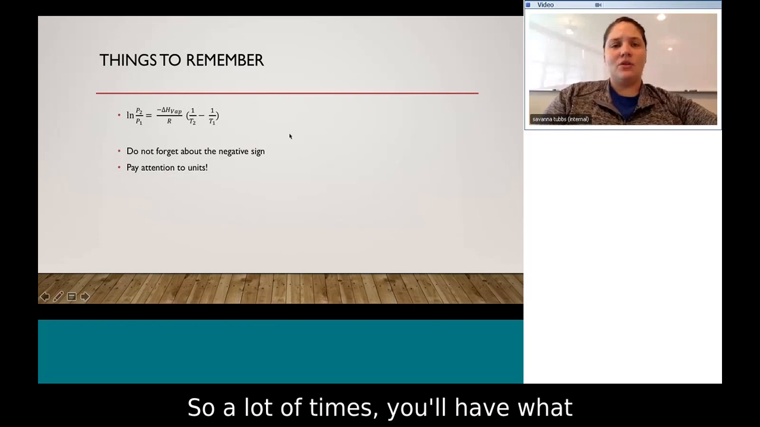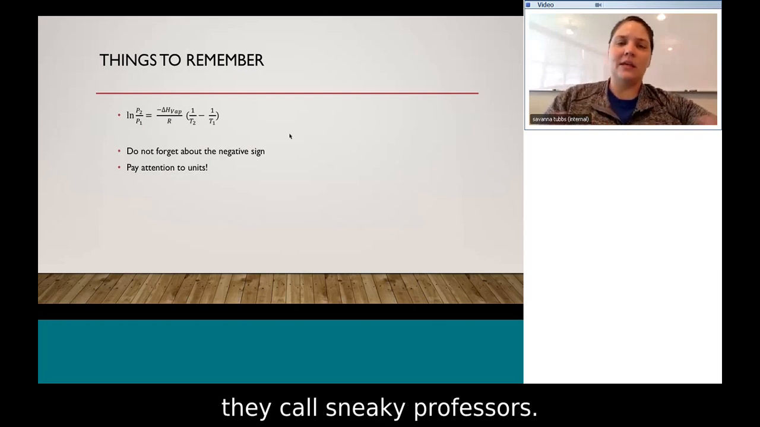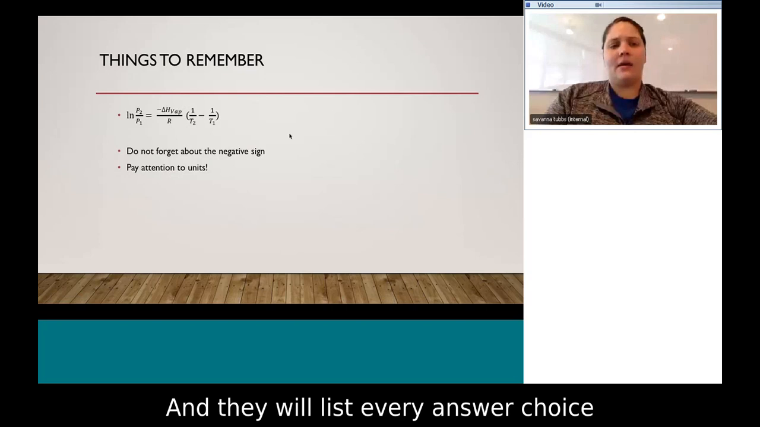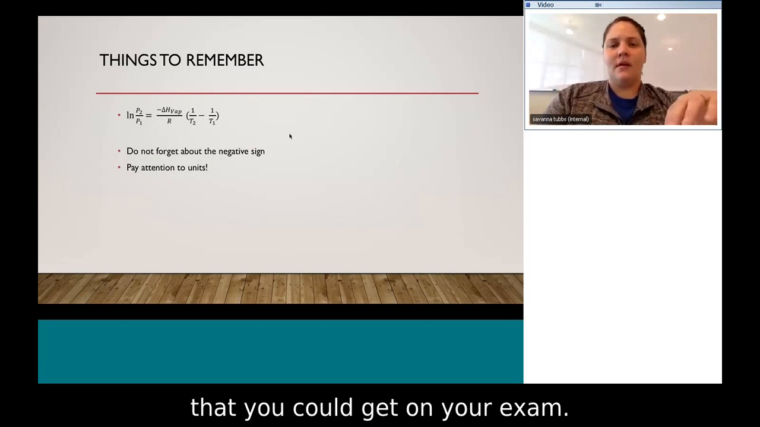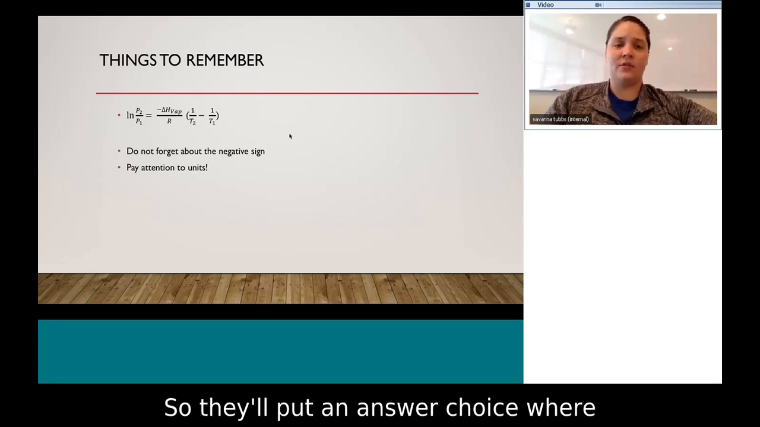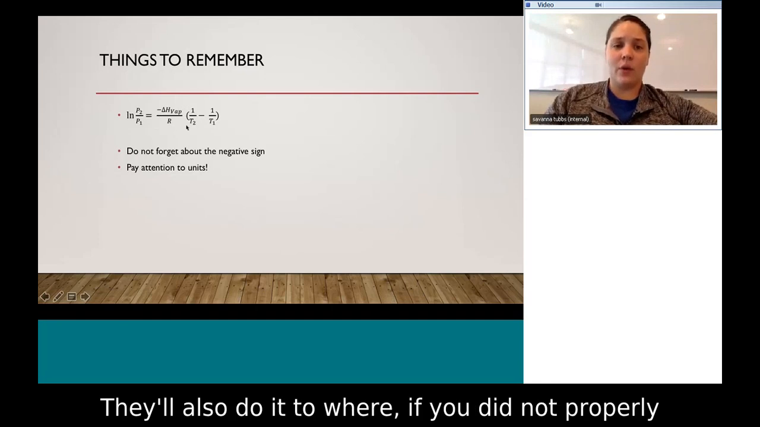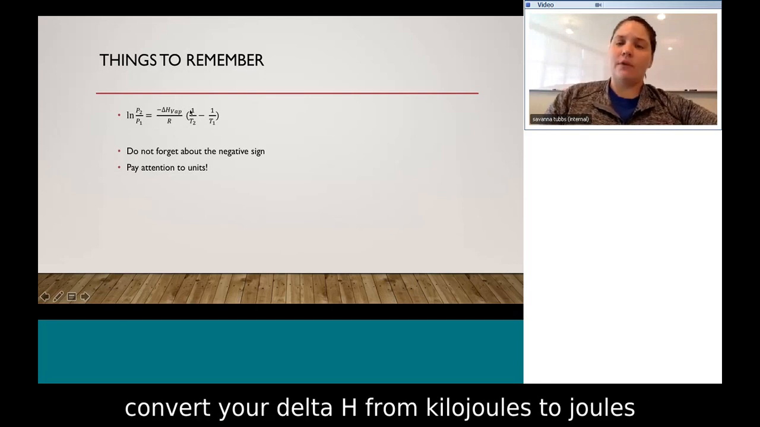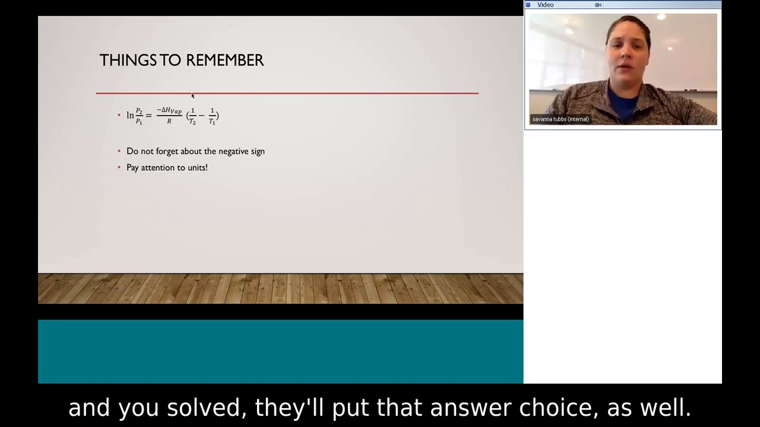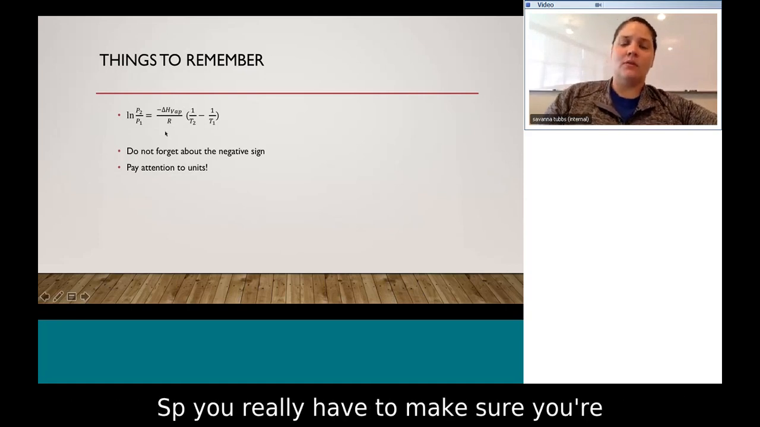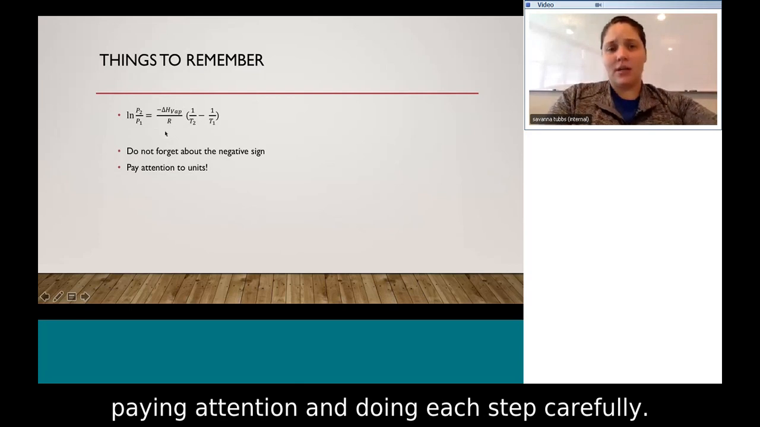So a lot of times you'll have what they call sneaky professors, and they will list every answer choice that you could get on your exam. So they'll put in an answer choice where you did not use the negative. That'll be an answer choice. They'll also do it to where if you did not properly convert your delta H from kilojoules to joules and you solved, they'll put that answer choice as well. So you really have to make sure you're paying attention and doing each step carefully.